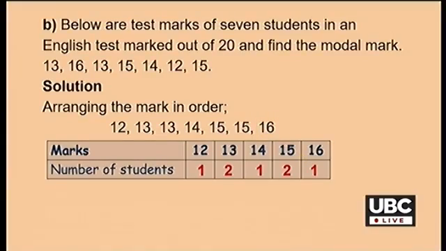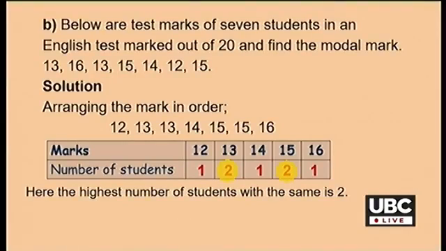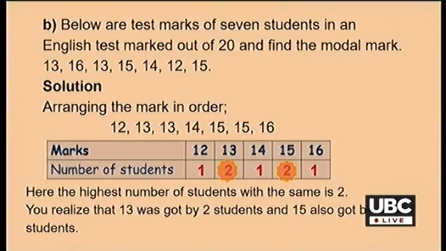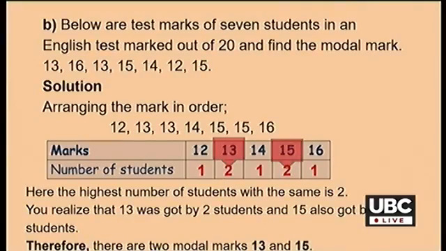So how do we determine the modal mark from this? We look for the highest number of students with the same mark. We have 2. So in this case, our modal mark is not 1. Our modal marks are going to be 13 and 15 because they have the highest number of students with the same marks. Therefore, for this example, the modal marks are 2, that is 13 and 15. So I hope we are all able to find the modal mark given any data.